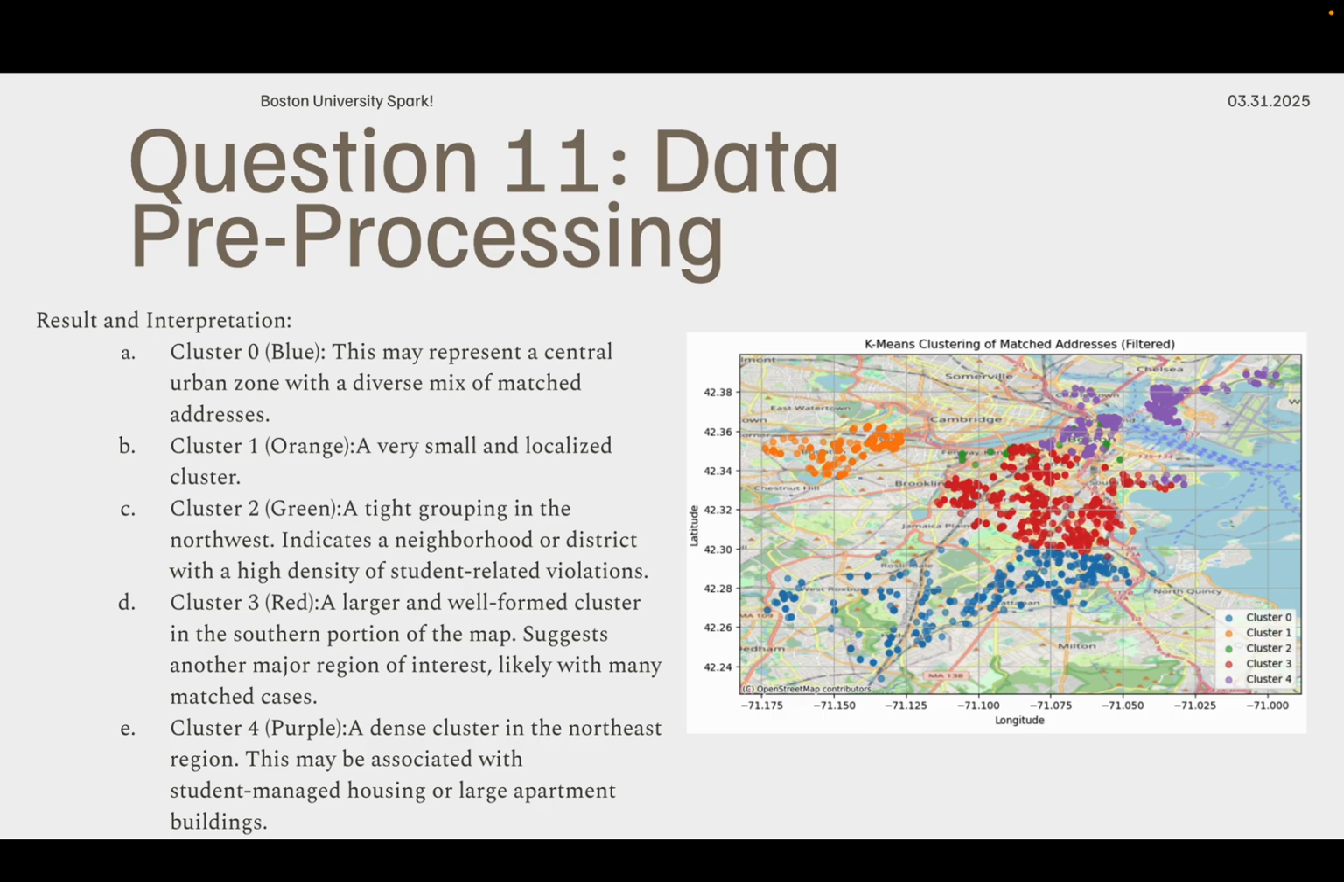Here, we separated into 5 different clusters. Blue, which is cluster 0, basically contains the diverse area, which represents the central area of Boston, South Boston. And cluster 1, which is orange, is basically Allston, which is a small localized community. Green is basically Fenway and the neighborhood between there, and red is where most of the clustering is contained, the larger cluster, where most of the violations and student housing are correlated. And the purple one basically shows another area, like we mentioned before, which is Southwest University, which shows a decent amount of violation and student housing correlation between both of them.